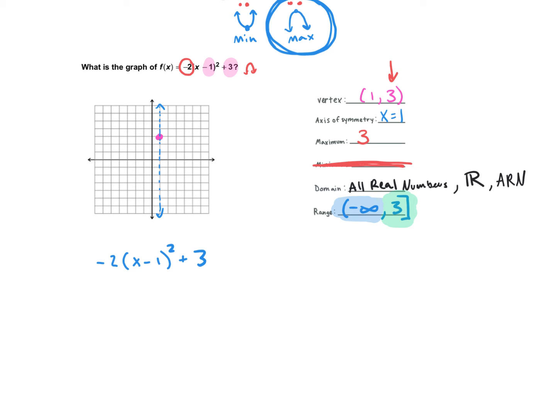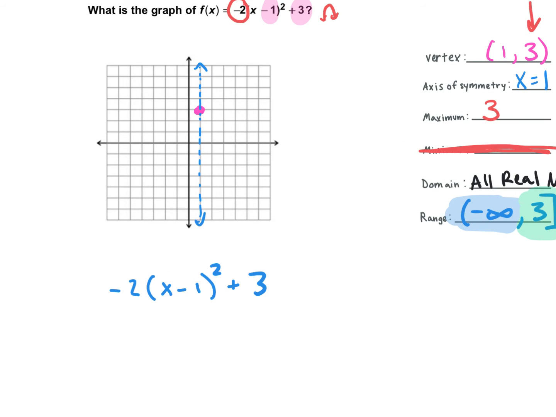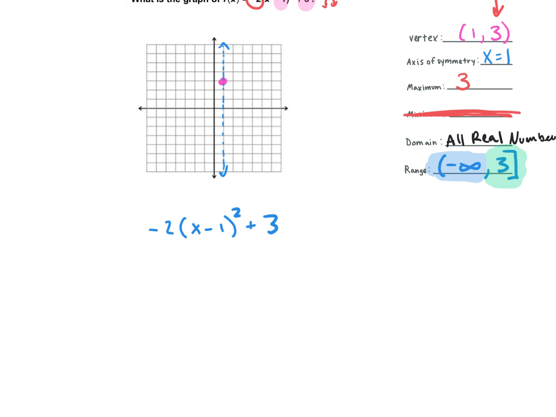I could plug in 1 because 1 would be not too much math to do, but in my vertex my x is 1. So technically we already know what we'll get when we plug in 1. We'll get 3. So what's another number I could plug in? 2 would work. What do you think might be like an easier number to plug in? 0. 0 works. You want to plug in something close to your axis of symmetry. So I'll make a little note here. Plug in a number close to the axis of symmetry. So we're going to plug in 0.